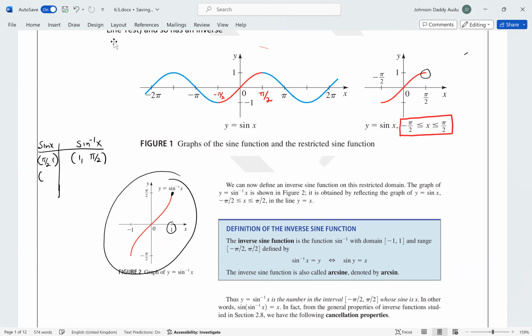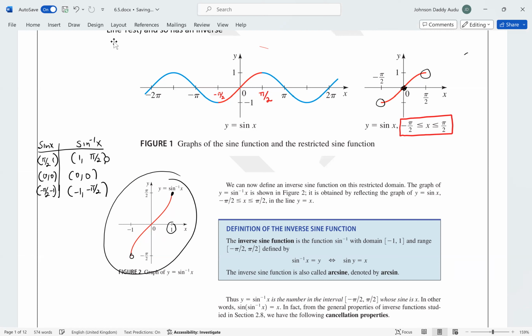So you can take another point here, which is very obvious, the point 0, 0, which is this. Now, on the graph of sine inverse, it will still be 0, 0. And you can take another point here, which is minus pi over 2 and minus 1. And then it will become minus 1 and minus pi over 2, as you can see here.